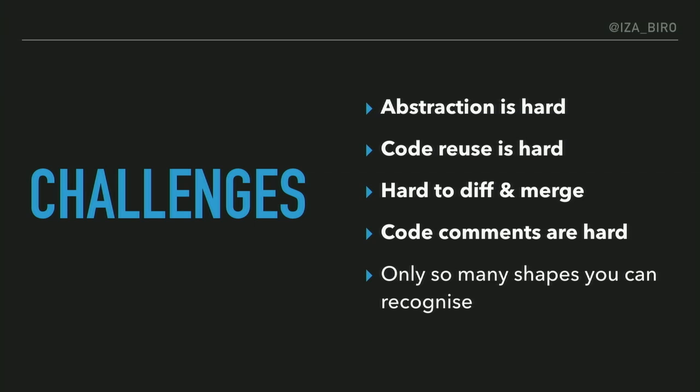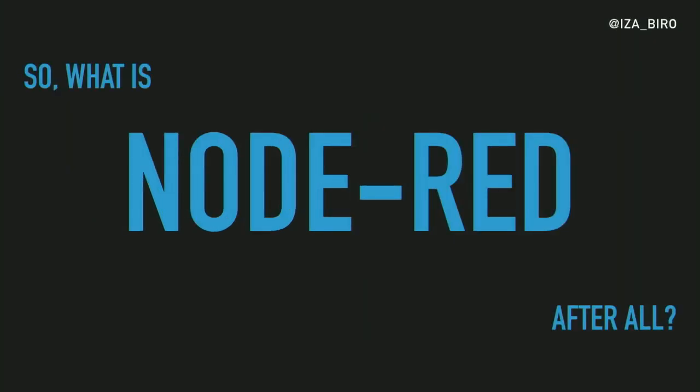Abstraction is hard. We'll get into that a bit later. Code reuse, when it's everything visual, you kind of get lost in all those connections. Diff and merge, yeah. And code comments. People tend to argue that in visual programming languages, the code speaks for itself. Well, that never really works in any kind of programming language.